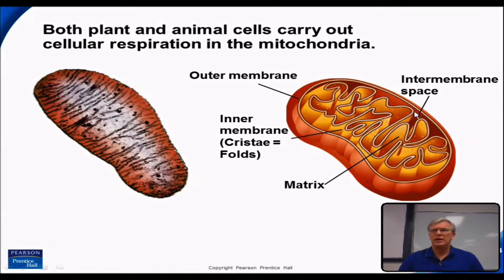In between the outer and the inner membrane, there's a space called the intermembrane space. And inside the mitochondria, inside the inner membrane, is a fluid type material called the matrix. This would be analogous to the stroma in the chloroplast. Okay, the matrix.